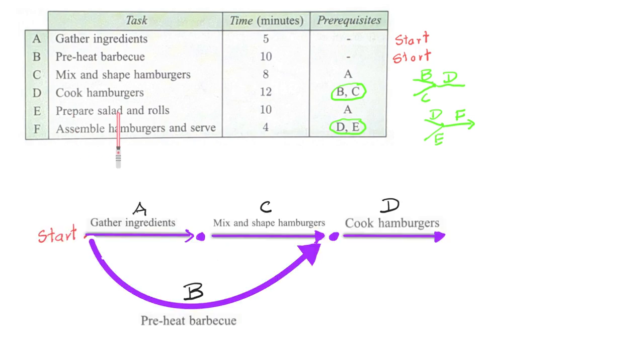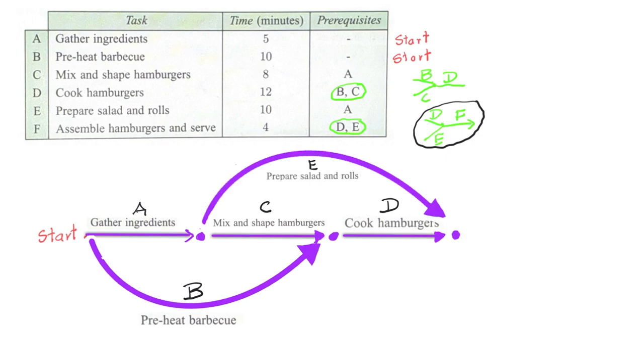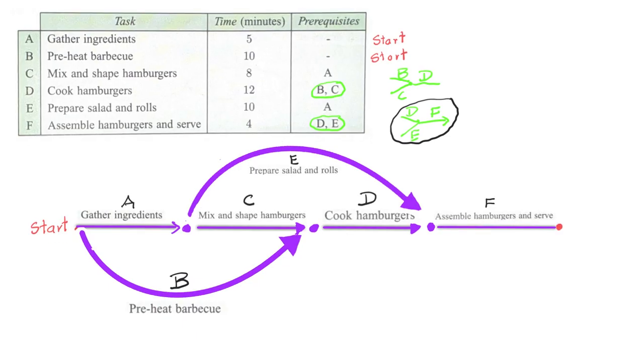Now to prepare the salad and the rolls, all we had to do is to gather the ingredients. So we can proceed to prepare the salad and rolls straight after A, which means that all I need to do is start an arrow from A. But I also note that D and E must be completed before I get to task F. So I'll need to redraw this arrow E to join with the D here. And now we're ready to assemble the hamburgers and serve them. And this is the end.